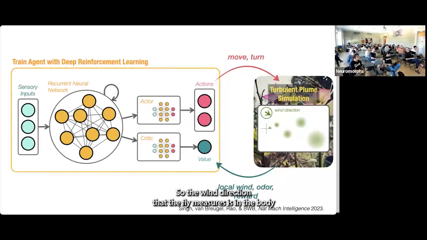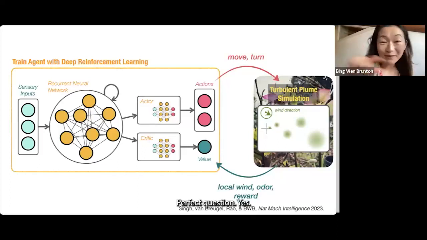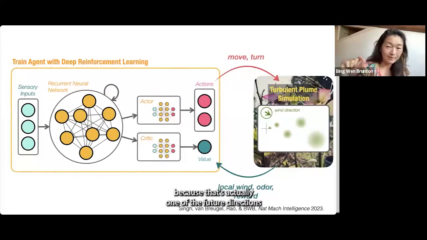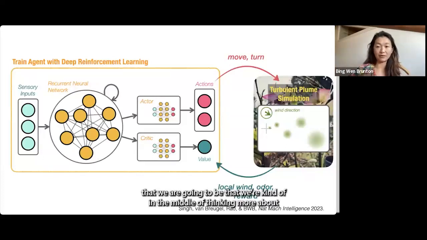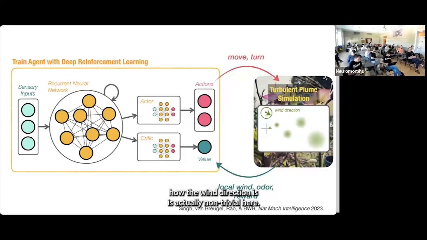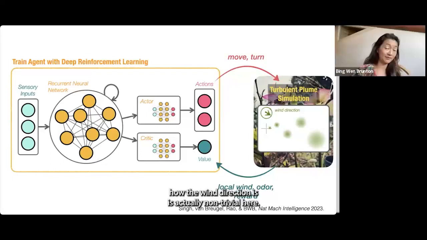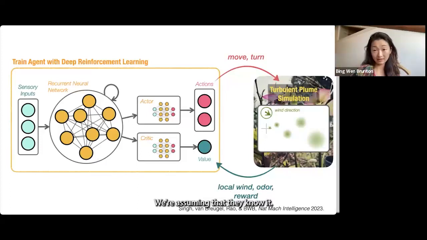The wind direction that the fly measures is in the body coordinates of the fly? Great question. Perfect question. Yes, and I'm going to ask you to put a pin in that because that's one of the future directions that we're in the middle of thinking more about. How the fly computes local wind direction is actually non-trivial. Here, we're assuming that they know it.